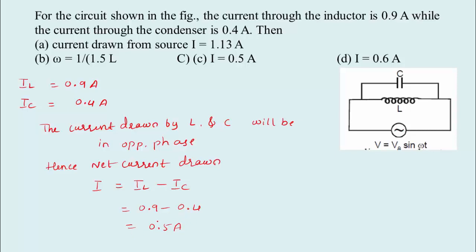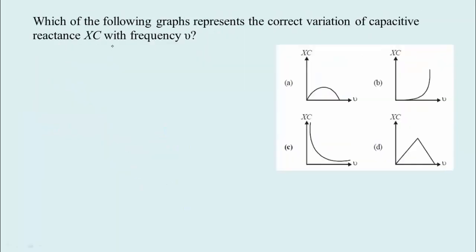The only reason is that L and C are both in the opposite phase. One is plus 90, another one is minus 90. So the answer is 0.5 ampere. That is option C. Which of the following graphs represents the correct variation of capacitive reactance XC with frequency?